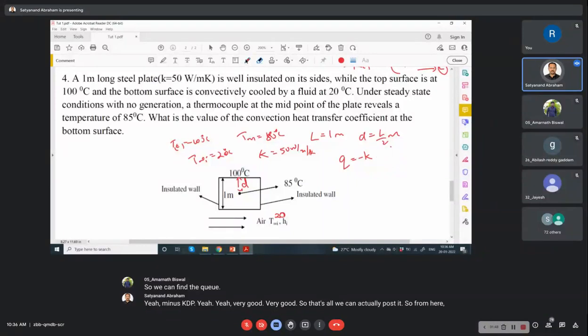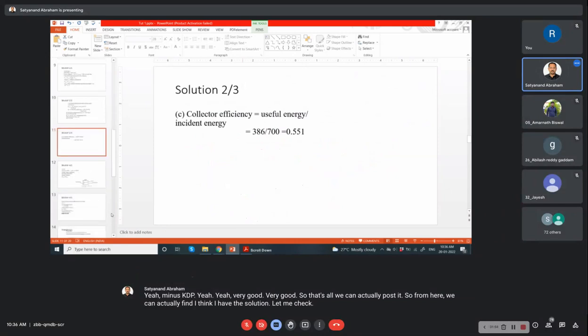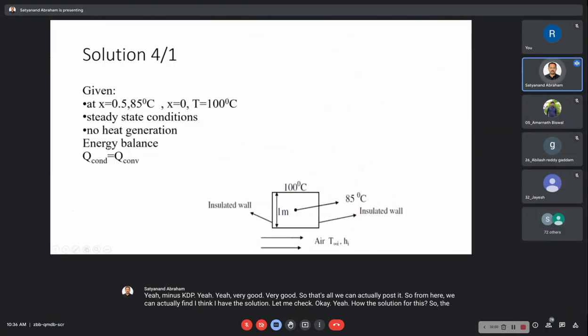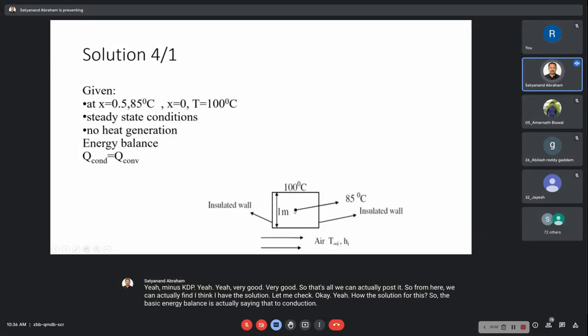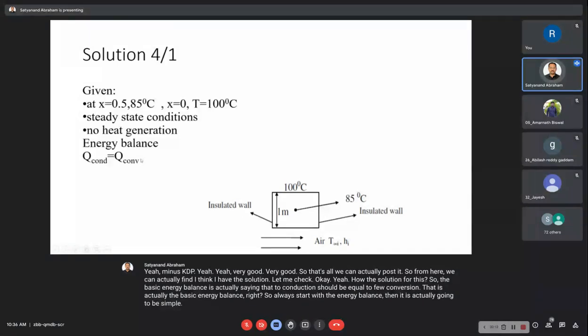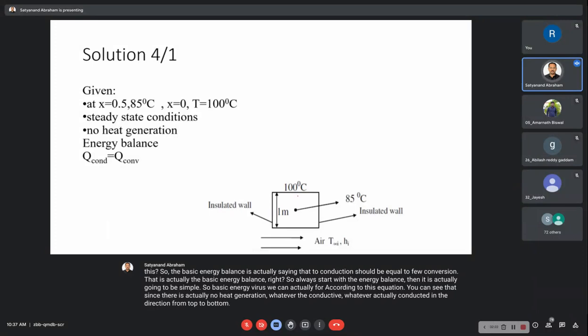Let me check if I have the solution for it. Yes, I have the solution. The basic energy balance says that Q conduction should be equal to Q convection. Always start with the energy balance, then it is going to be easy for you. Since there is no heat generation, whatever is conducted from top to bottom, that same heat should be passed over here. It should be the same.